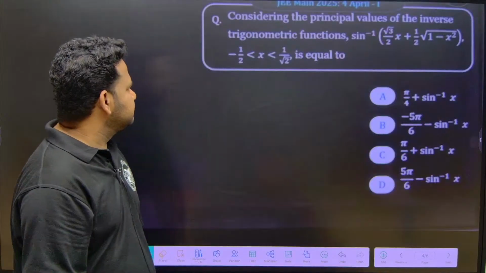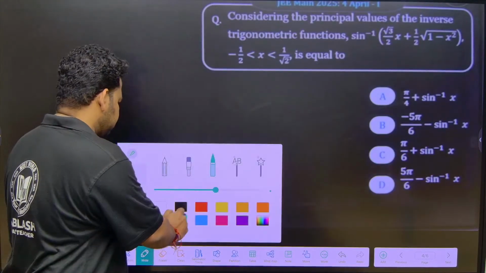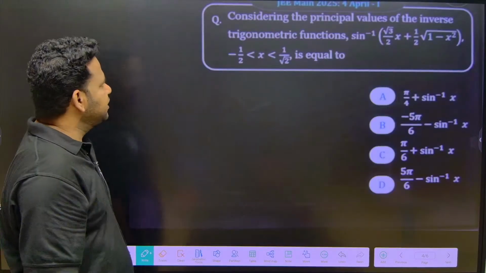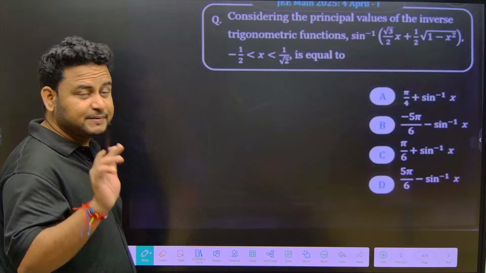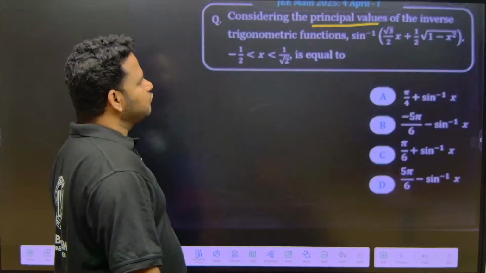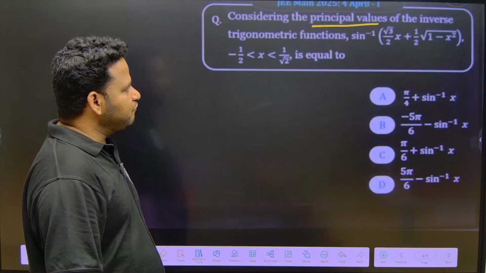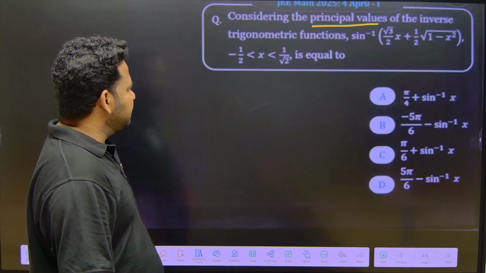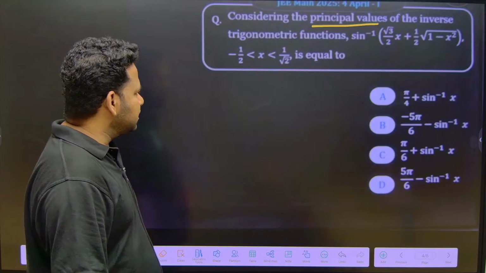Look at this. So, 4th April question, first shift. What is the question that they have given? Consider the principal values of inverse trigonometric functions. Let us consider principal values only. Sin inverse of root 3 by 2 x plus half into root of 1 minus x square, where x ranges between minus 1 by 2 to 1 by root 2, is equal to what?